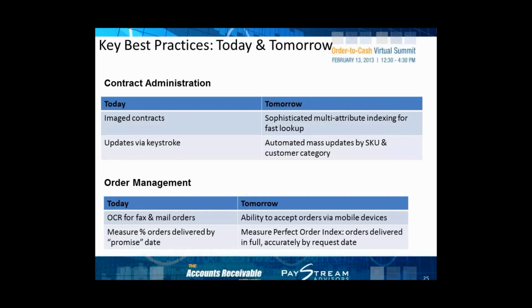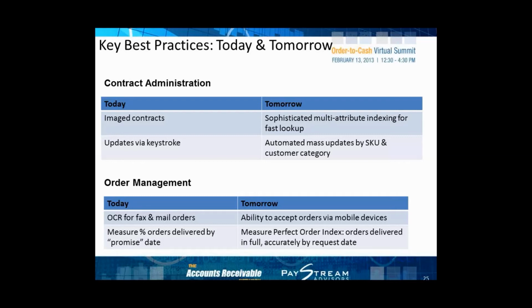Contract, again, this is a big area where you move from paper to imaged contracts. And the more sophisticated your indexing, the faster and easier it is to get the information you're looking at. Keystrokes are out of fashion. Certainly mass update capabilities are essential to have a good contract admin function in the future.